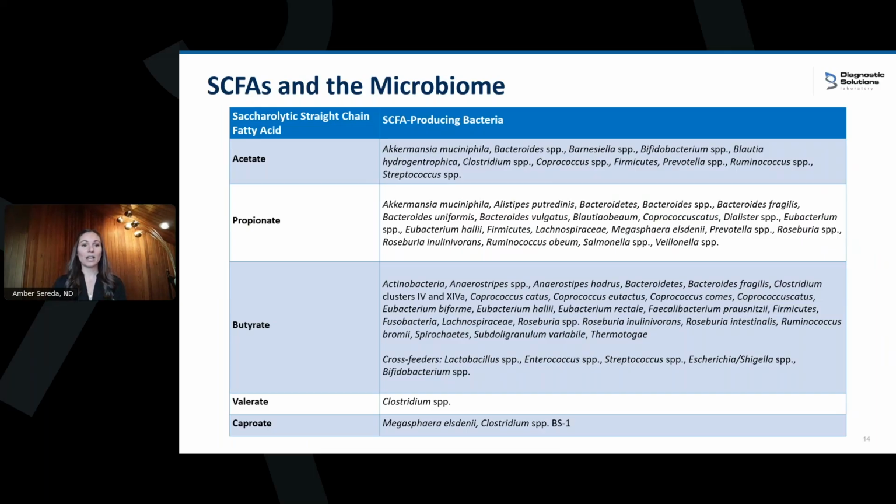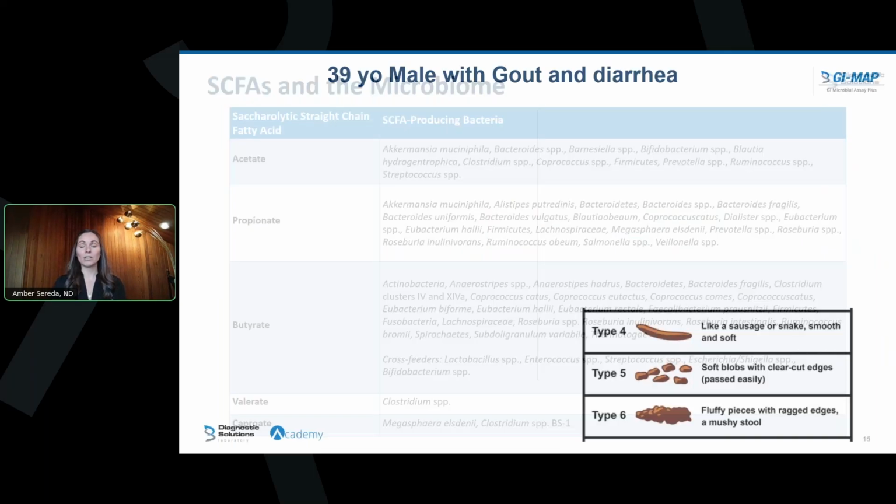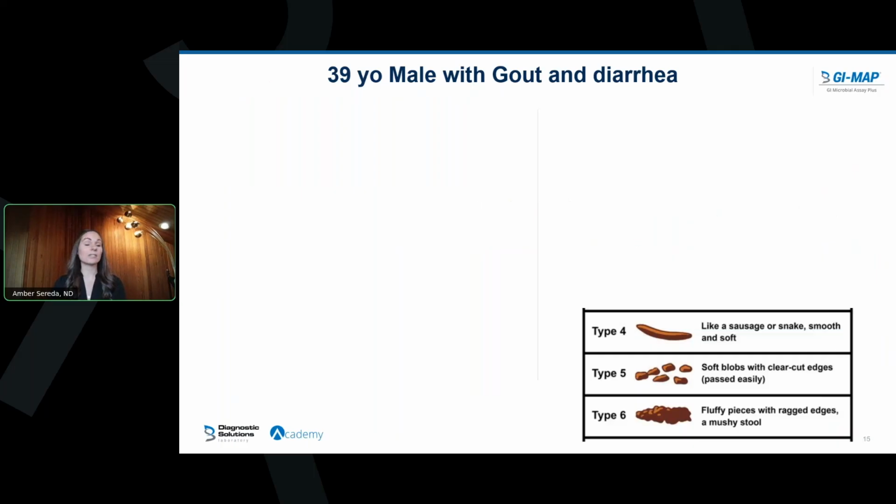Okay, so now that we've done our background, I'm going to give you this overall view of what we're going to look at for our case. So our case today is a 39-year-old male with gout and diarrhea. So his main concern was gout. The onset was as a teenager, but he wasn't diagnosed until his late 20s.